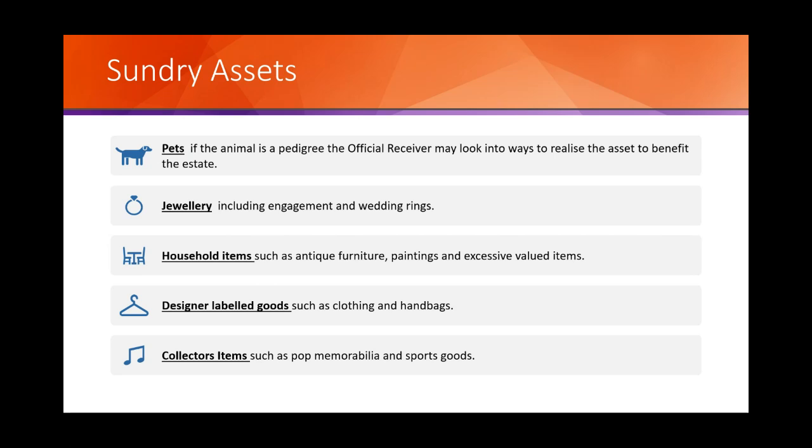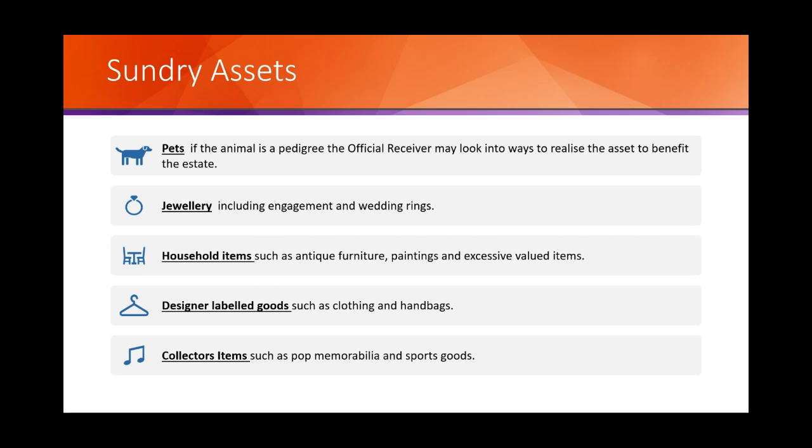Sundry assets. These are assets that aren't as common in the bankruptcy proceedings, but they do still need to be dealt with. For example, pets. If there would be a realisable value, mostly if the animal was a pedigree, the official receiver would ask for a third-party offer. If no offer could be received, the official receiver can sell the animal if it would benefit the estate. Due to the nature of dealing with pets, the official receiver would treat such matters very sensitively.